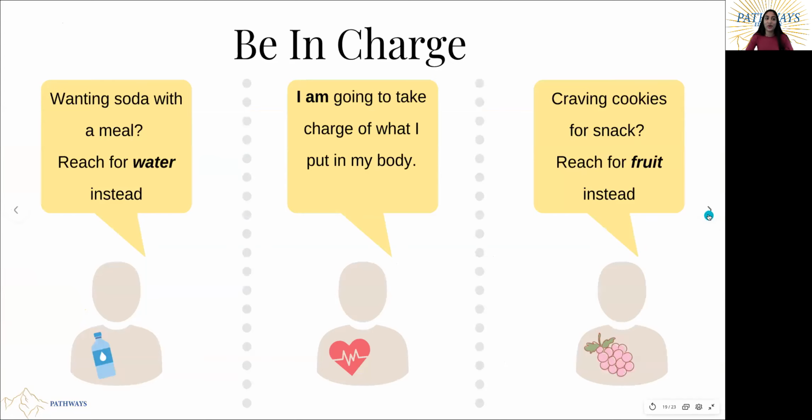So be in charge of what you eat. Wanting a soda with a meal, reach for water instead. Craving cookies for a snack, reach for fruit instead. Have the mindset that I'm going to take charge of what I put into my body.